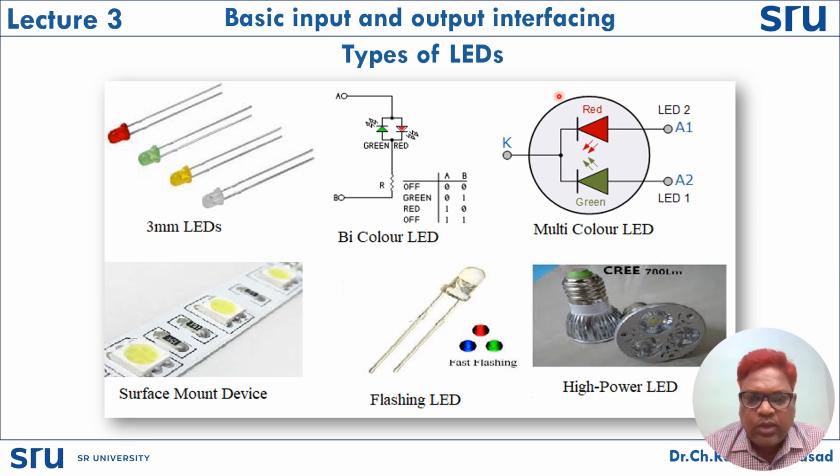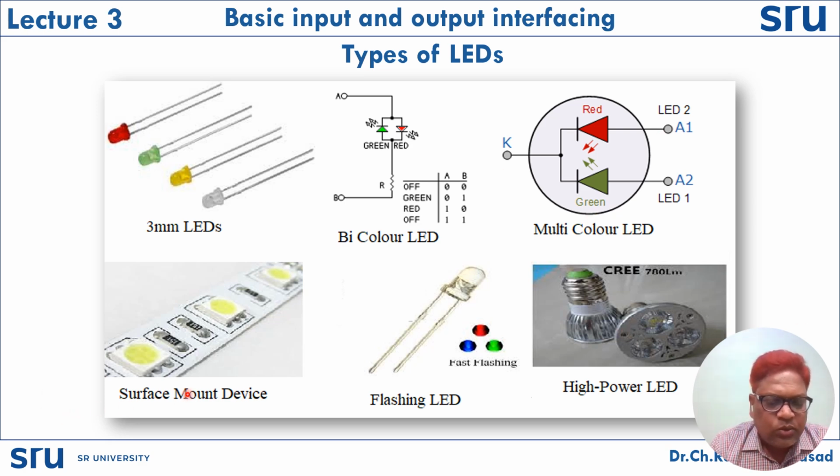And we also have multicolor LEDs. In multicolor LEDs, we have three terminals, where inside we have two different LEDs, one red LED and another green LED. By providing different voltages at the A1 terminal, LED2, and the A2 terminal, LED1, with the cathode connected to ground, it can generate different colors. The mixture of these two basic colors will produce multicolors.